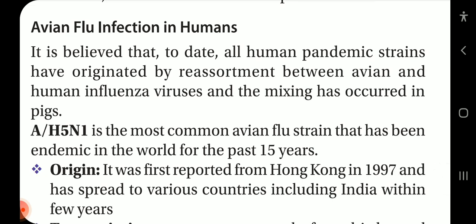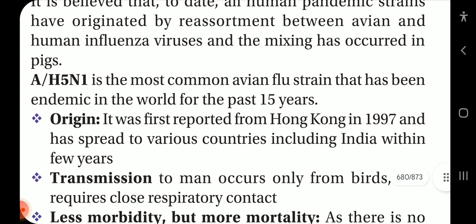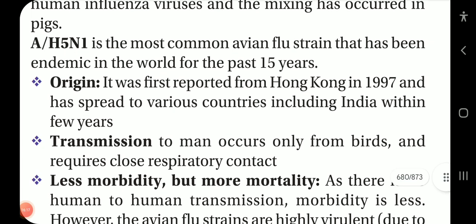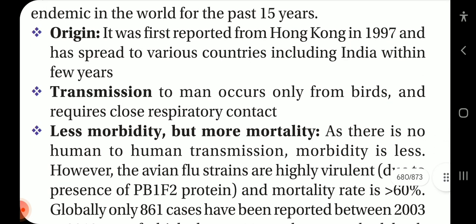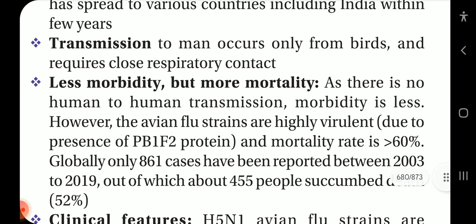Avian flu infection in humans. It is believed that to date, all human pandemic strains have originated by reassortment between avian and human influenza virus, and the mixing has occurred in pigs. Avian H5N1 is the most common avian flu strain that has been endemic in the world for the past 15 years. Origin was first reported from Hong Kong in 1997 and has spread to various countries including India within a few years. Transmission to man occurs only from birds and requires close respiratory contact.